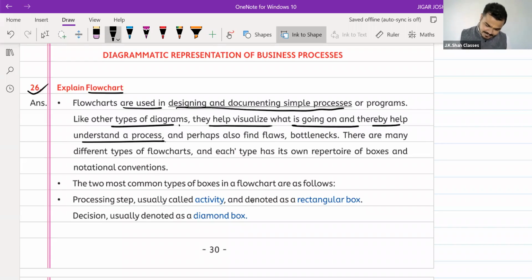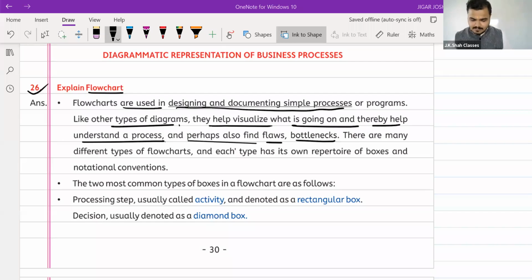Yes, sir. Perhaps also, people, to find the flaws. Flaws means what? Sir, whatever the errors may be, or the bottlenecks. Bottlenecks means somewhere the software or calculation becomes a little bit tricky. So all these things can be presented in a very easy way with the help of what? Flowchart. So the flowchart's main job is what? Making complicated things quite simple and easy.